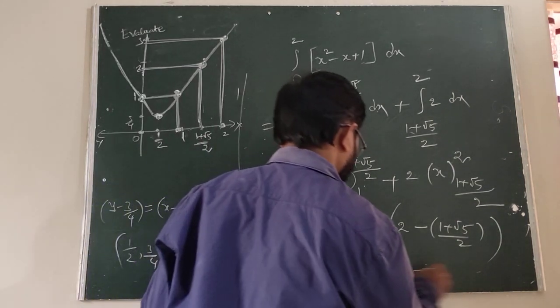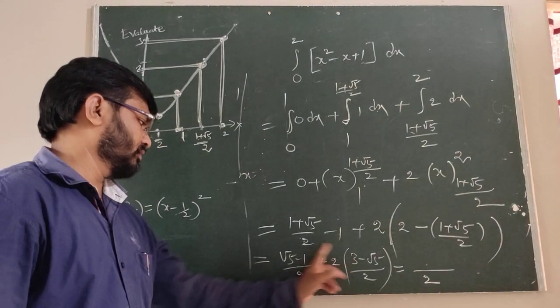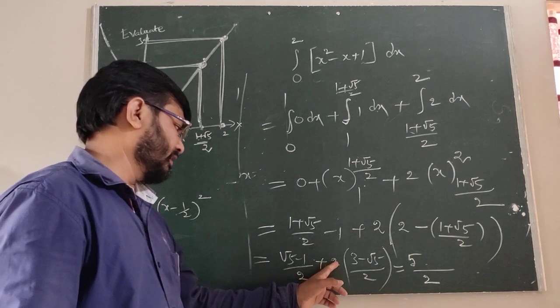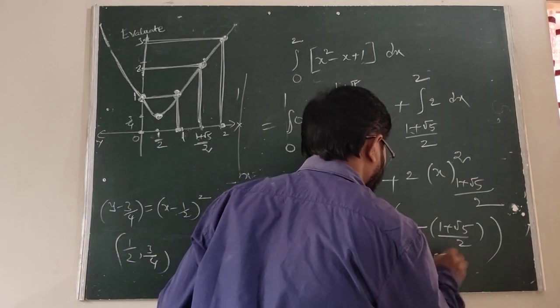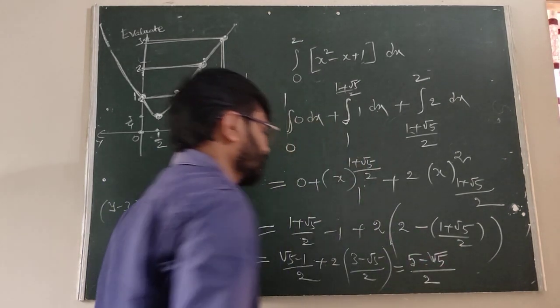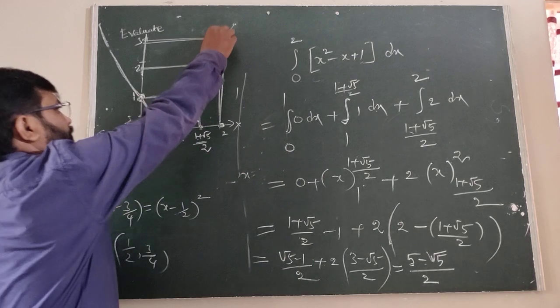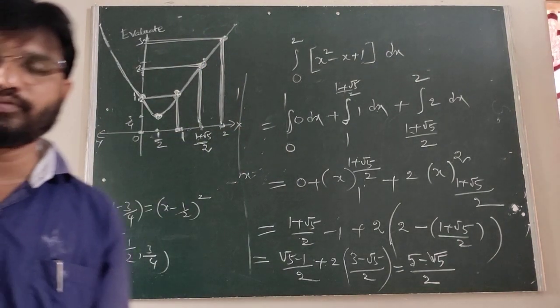Then taking the LCM 2, 2 threes are 6, 6 minus 1 is 5. Now this is the minus of 2 root 5, this is the plus root 5, that is minus root 5 upon 2. This is the value: 5 minus root 5 by 2. Is it clear? For especially step functions, you should concentrate more on these sums. These are very important models. Okay.